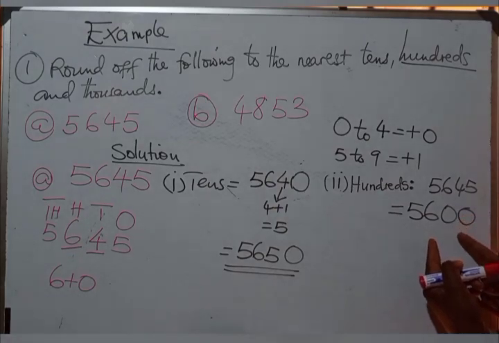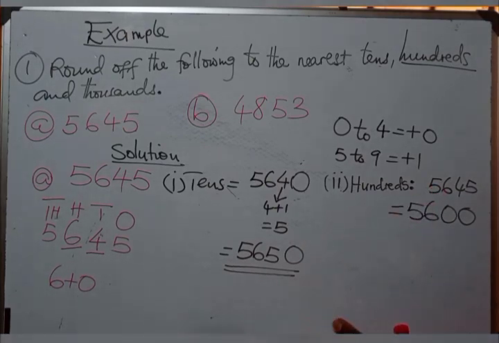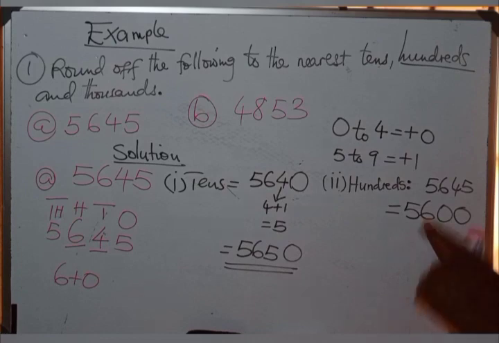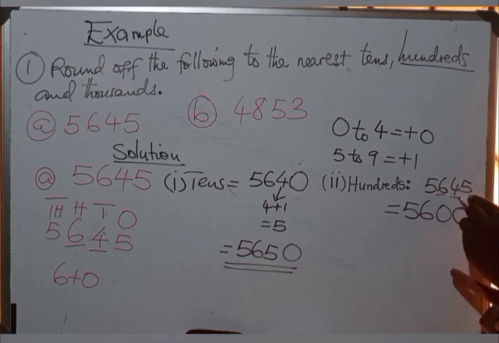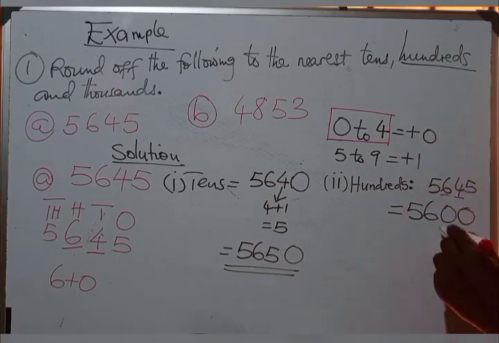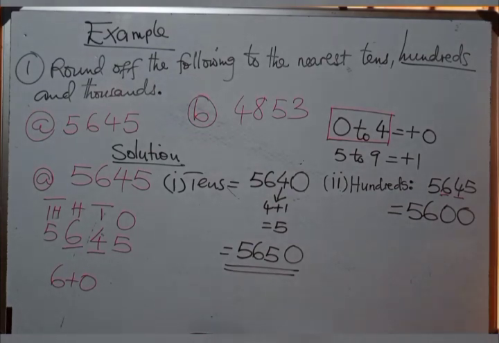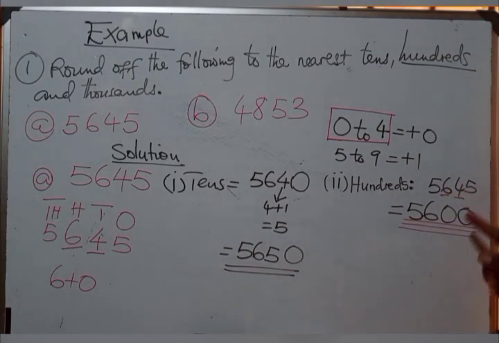Okay, the rule says if the digit to the right of the required place value, in this case the required place value is 6. Which digit is to the right of 6? It is digit 4. If that digit is 0 to 4, what do you do? You keep the required place value the same. Since it is 4, our answer will just remain the same: 5, 6, and 2 zeros.